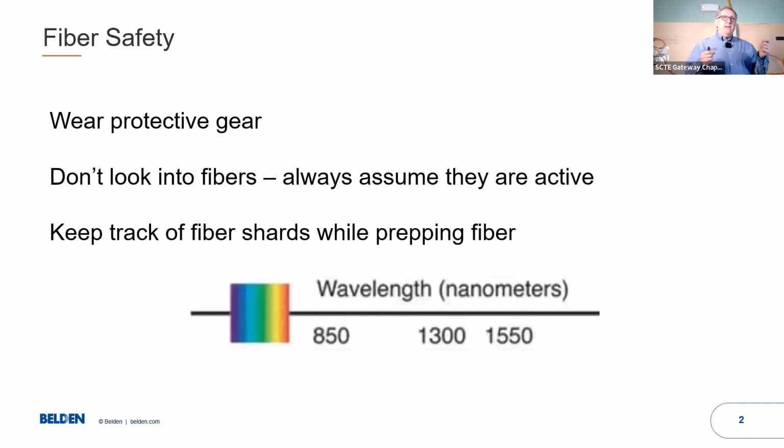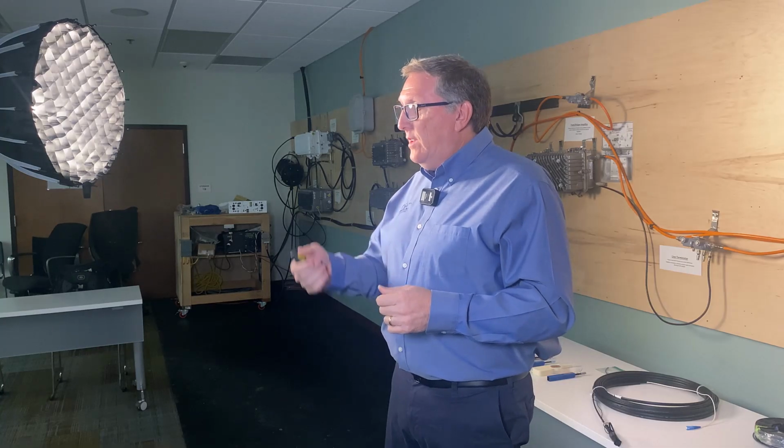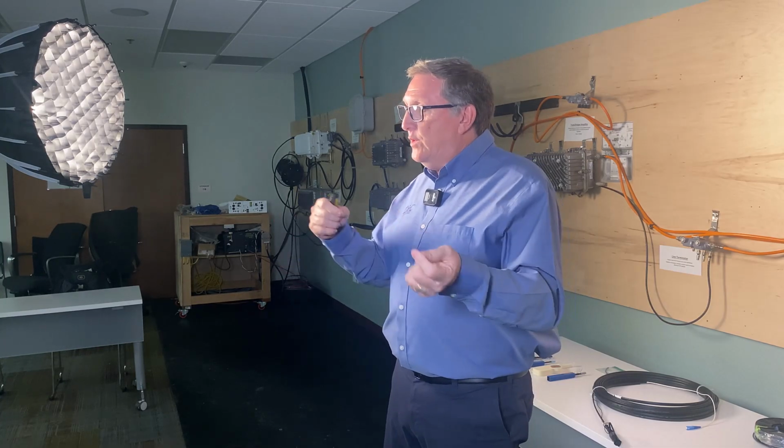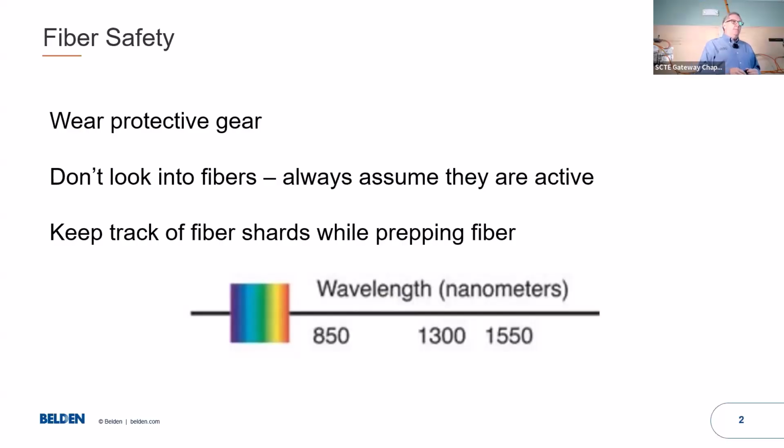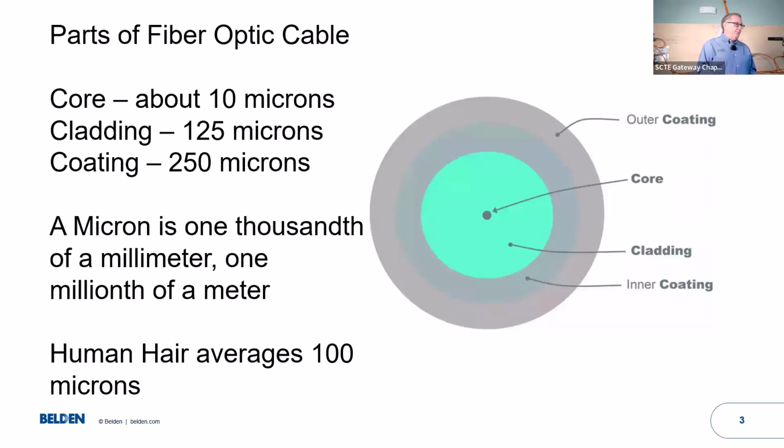There are photosensitive cards that change color if you show them the fiber, indicating that there's light coming out of the end of the fiber. There are also fiber traffic indicators that can tell you if a fiber is active and which way the light is coming from, if you need to look at that stuff. But in general, always treat fiber like it's active and never look into the end of it.